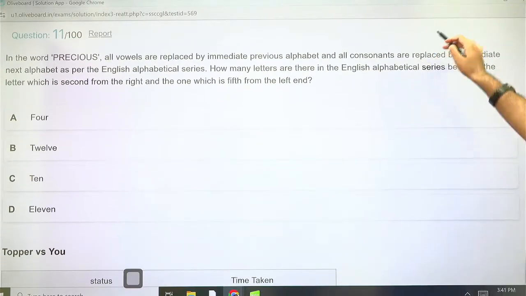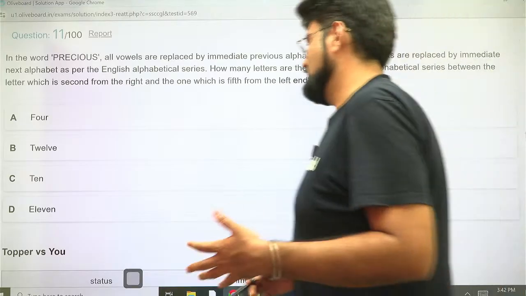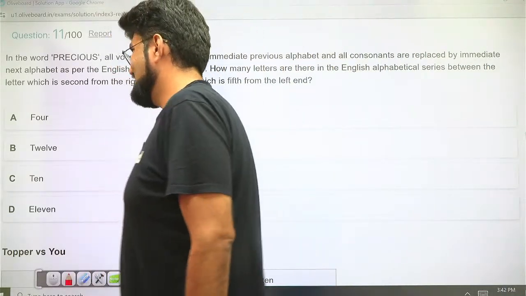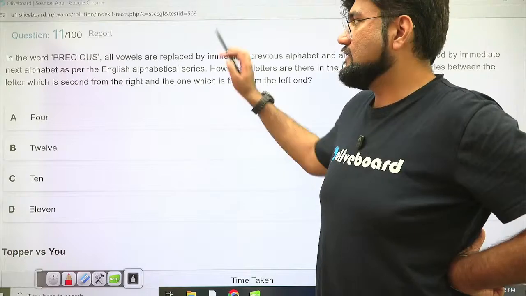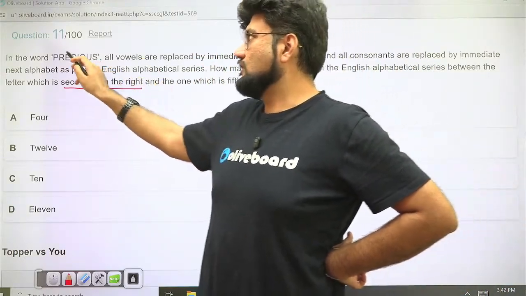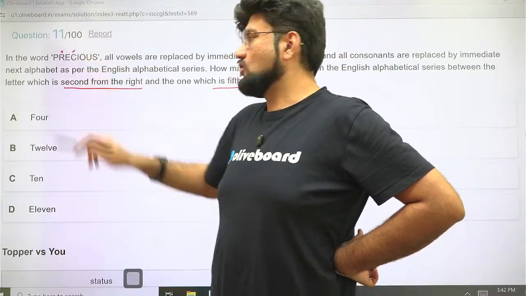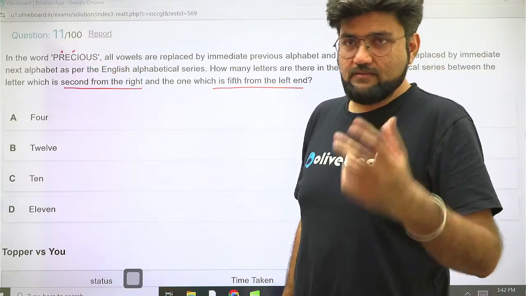In the word precious, all vowels are replaced by immediate previous alphabet and all consonants are replaced by immediate next alphabet. How many letters are there in the English alphabetical series between letter which is second from the right and one which is fifth from the left? Now, a lot of people, generally 90% of the cases in this question, you will see that first they will give you the position from the left. So they'll usually read second from the left and fifth from the right. And this is a problem which a lot of people face because it's in their habits.